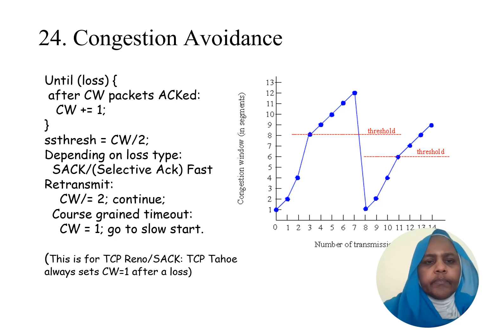As we can see here, the algorithm is very simple. Until loss, after every packet acknowledged, the congestion window is increased. In case of loss, the threshold will be decreased by half, and depending on the loss type, there will be selective acknowledgement or fast retransmission and fast recovery, and the congestion window will remain at half. The coarse-grain timeout will happen where the congestion window equals 1, and you will start the slow start from the beginning.